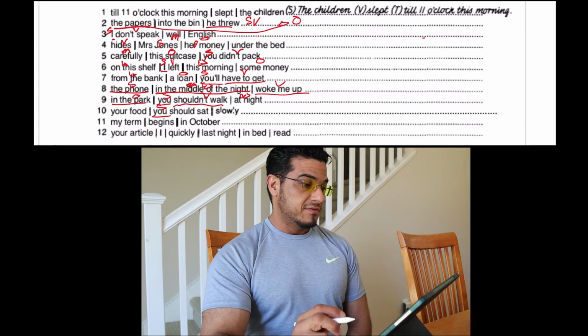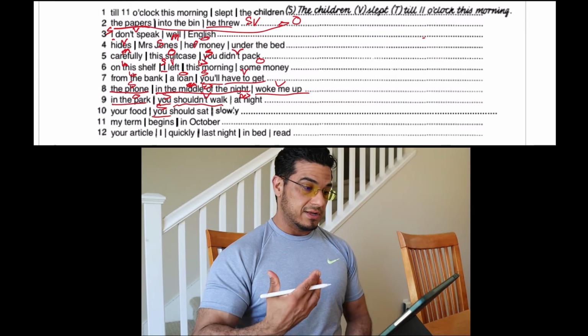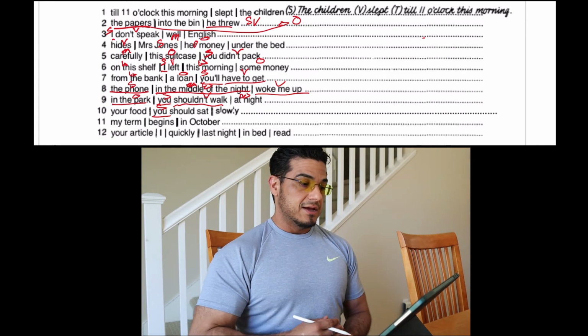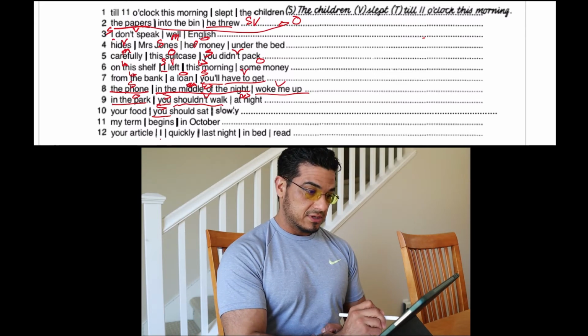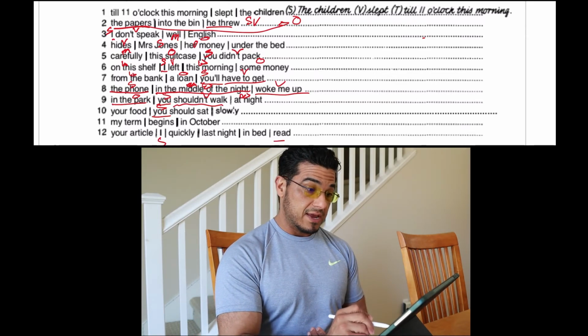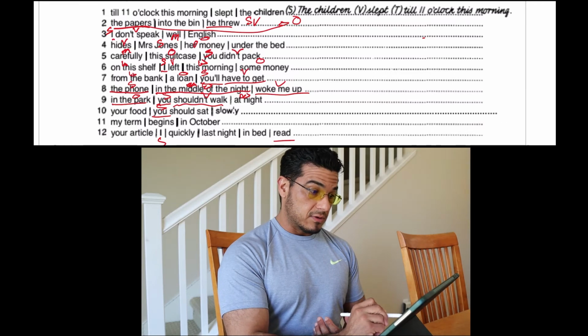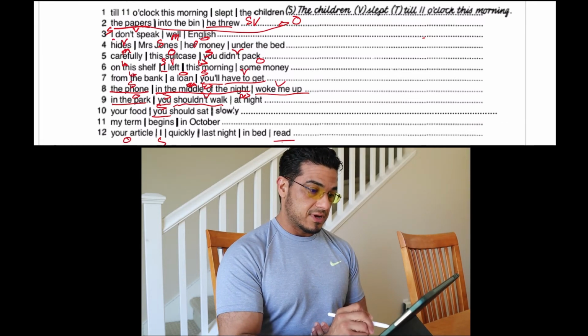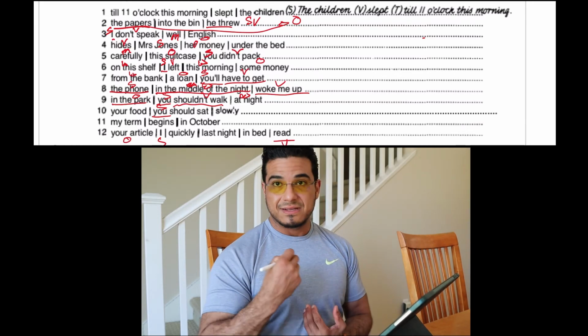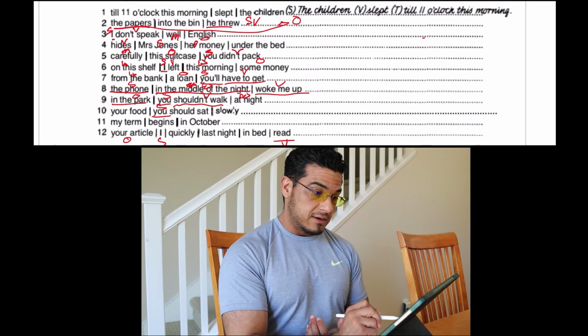And then number 12, your article, I quickly last night in bed read. This should read I, which is our subject. Well, what did I do? I read. Your article is going to be the object. So read is our verb. Your article is the object. That's the thing I'm reading. Well, how did I read it? I read it quickly. So that's our adverb.